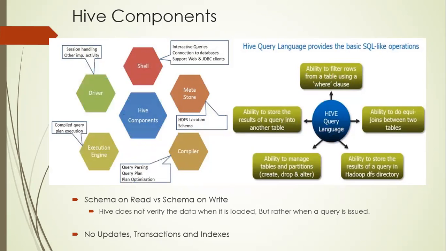And we have the SQL queries. As I've already told, it has Hive SQL. What can we do using Hive SQL? The Hive query language has the ability to equijoin between tables, to store the results of a query in an HDFS directory, to create tables and partitions, to store the results of a query into another table, and to filter the rows from a table using a where clause. These are some of the things that a Hive query can do, which we will be seeing in our practicals also.